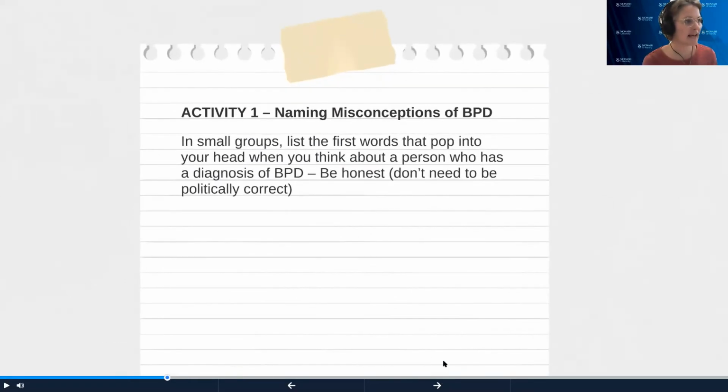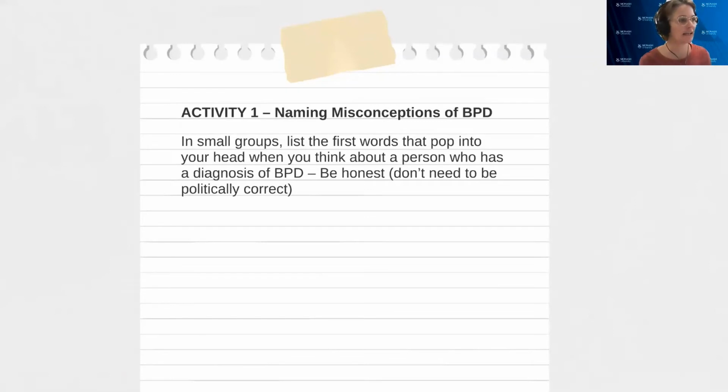After that, we take them through some activities. There's one here about naming misconceptions of BPD. This is something that Kate was very passionate about because she felt that it was quite stigmatized, mental illness, from the community. So maybe you can have a go out there and put in the chat the first word that pops into your head when you think about a person who has a diagnosis of borderline personality disorder, and be honest about that so that we can raise some of these assumptions that we might have.